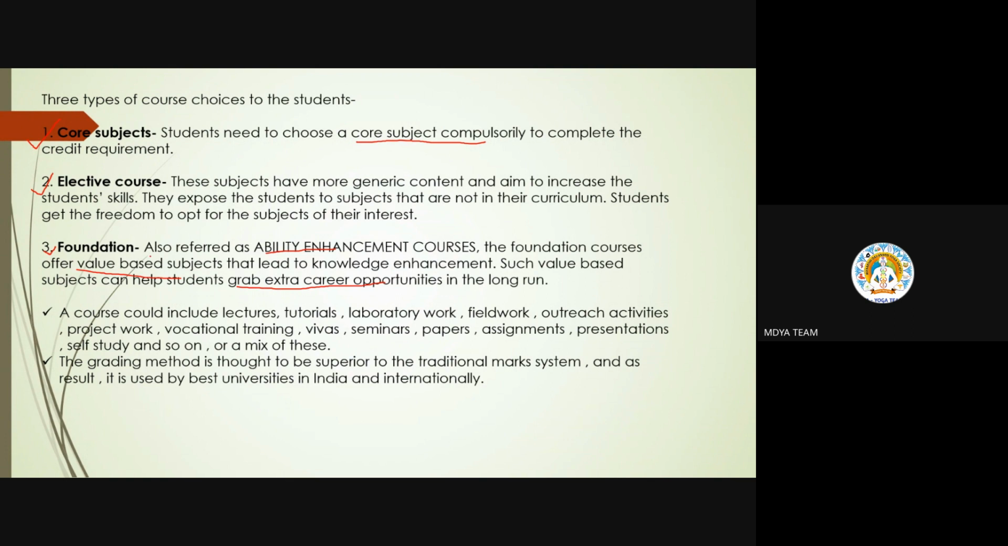And what do the courses include? The course could include lectures, tutorials, lab work, field work, outreach activity, field activity, project work, vocational training. Vocational training means skill training. Viva, seminars, paper, assignment, presentation, self-study, and so on, or a mix of these. So the course includes all these things.